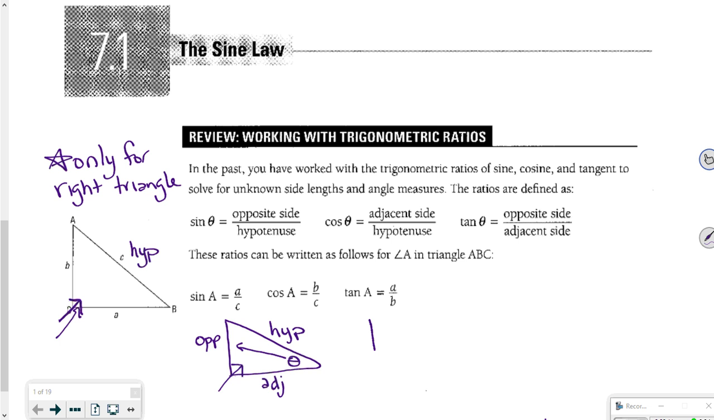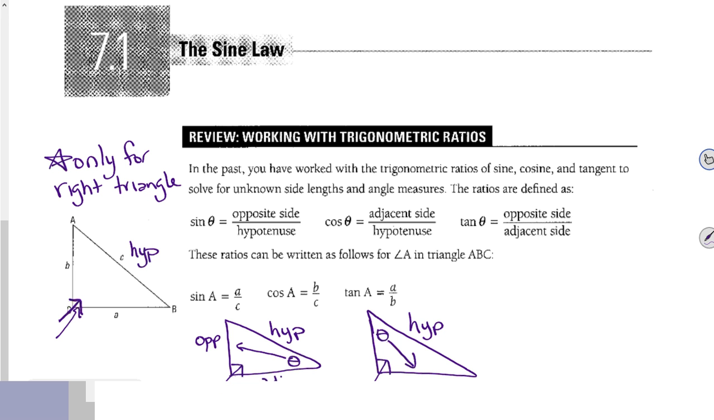If we have the same triangle, and this is the angle we're looking for, this still points at our hypotenuse, but now the side straight across from that angle is the opposite side, and the third one is the adjacent. So the hypotenuse is always set. It's always the one across from the right angle. The opposite and adjacent depend on the angle you're looking at.